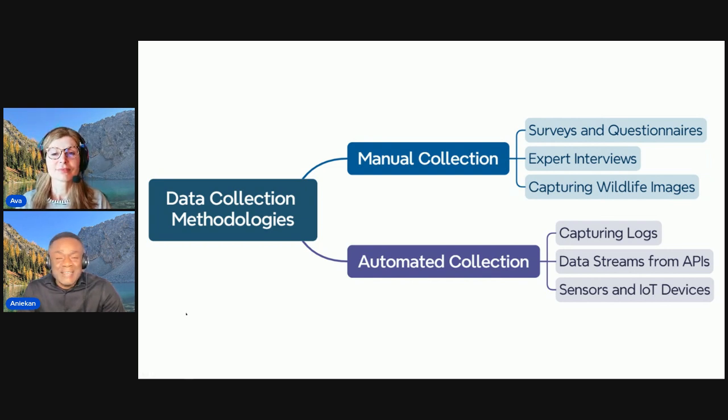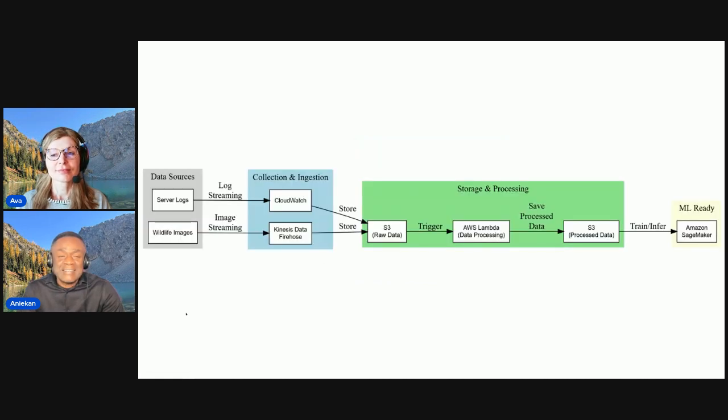Sensor data is exploding these days, and automated data collection really sets the stage for efficient data ingestion, right? And the next step is bringing that collected data into your storage and processing layers. For instance, you might ingest server logs using AWS CloudWatch, or stream wildlife images into storage and processing services such as Amazon Data Firehose. Absolutely.